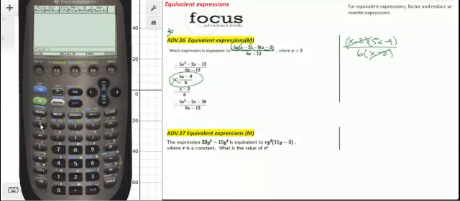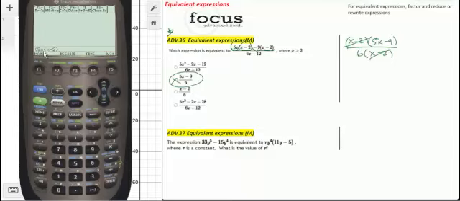Before I move on, let me talk about a couple things. Notice how I started typing the numerator here. 5x, we read this as 5x times x minus 2. The TI-nspire doesn't understand implied multiplication if it follows a variable followed by any other symbol.